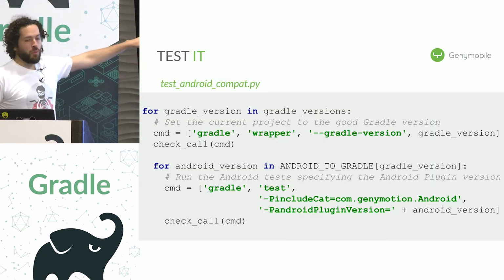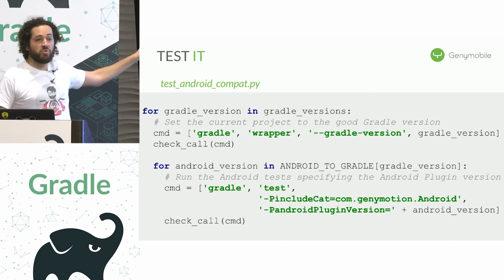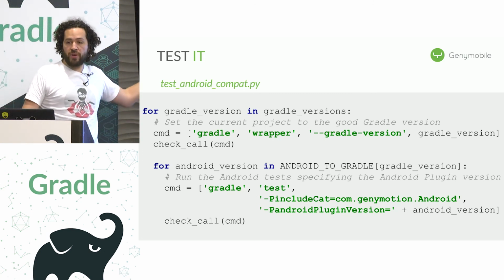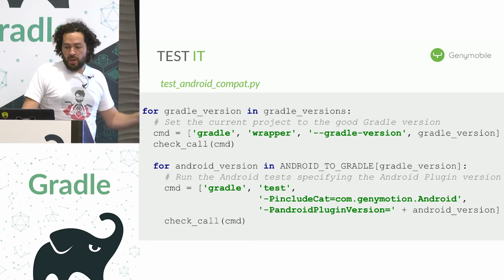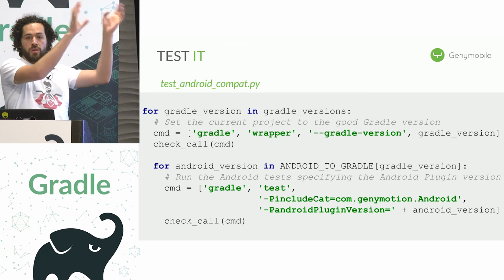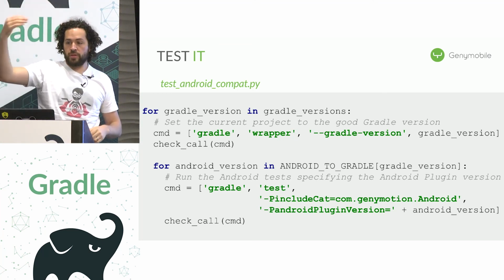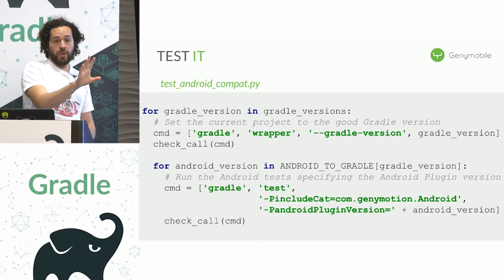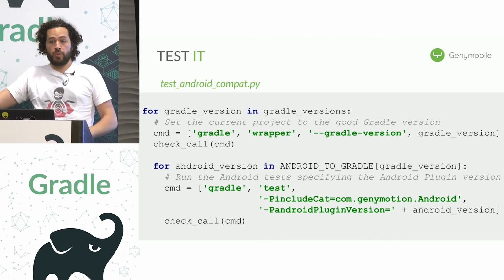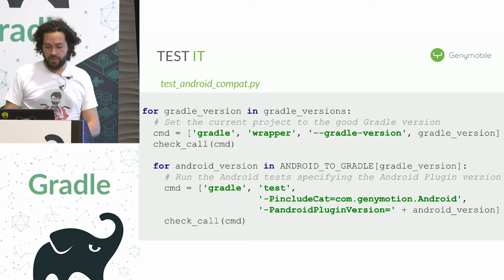So I won't go into details, but this is a very small sample of what we've done on our CI. We have a Python script running all the tests with a kind of matrix of a Gradle version and a list of Android plugin versions, and we iterate on this table to test our plugin with all the Android versions we know, respecting the Gradle version which is compatible with it.